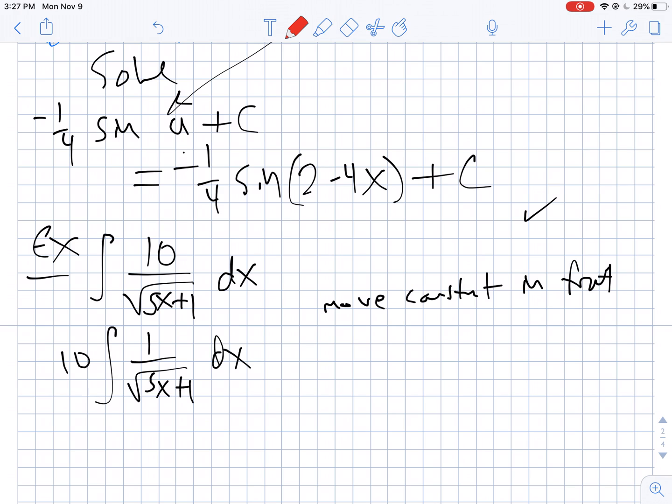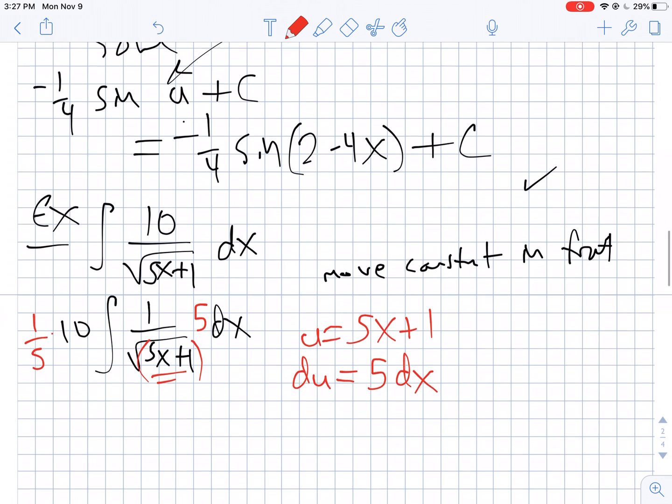And welcome back. So now, the u is going to be whatever's inside the square root. It's kind of like in parentheses there. So pick the u to be 5x plus 1. The derivative of that is just 5 times dx. Okay. So we need to put a 5 here by the dx. We need to put a 1/5 in front. And that's just multiplied by the 10, right?